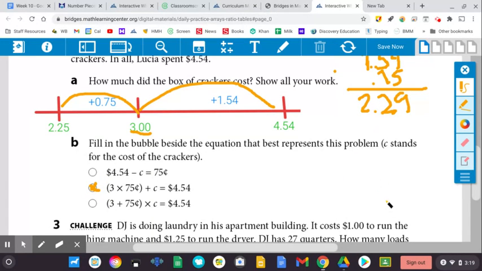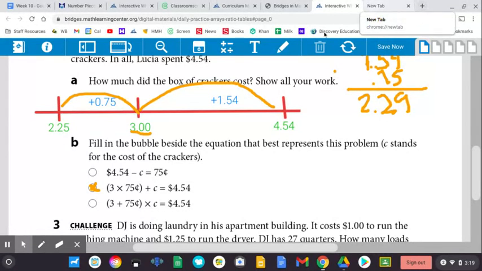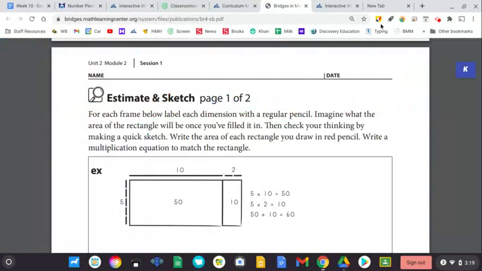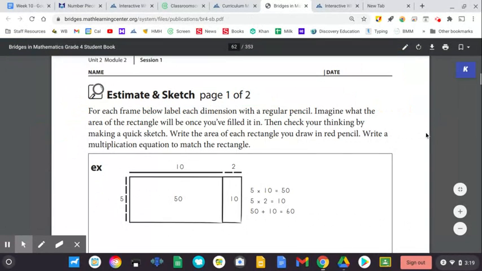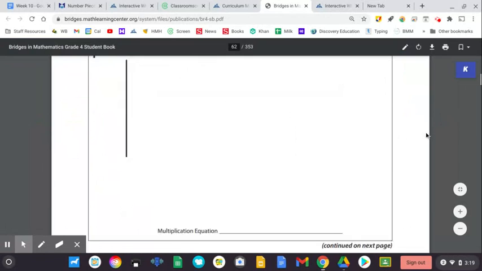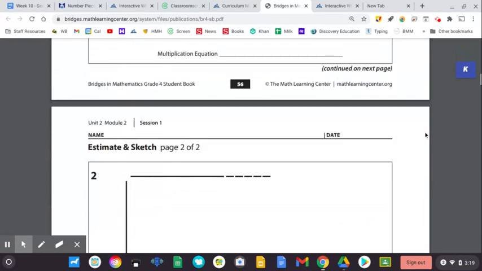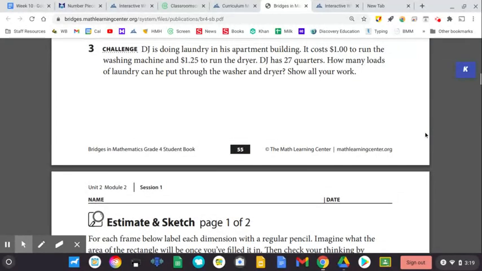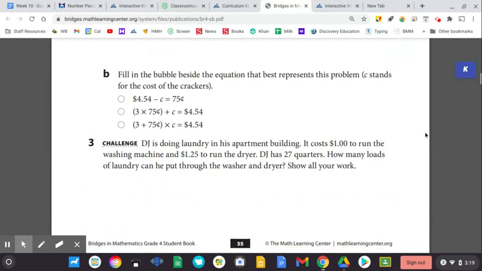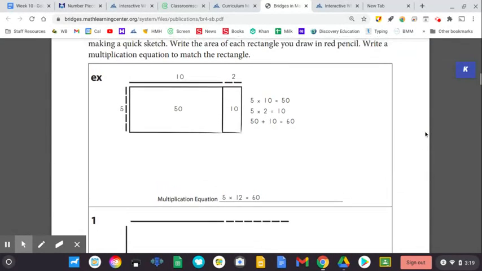Now we're going to move on to another couple of pages. The next pages are not interactive, so I need to go back and forth between our number pieces board and our workbook page. So the workbook pages look like this. This is what page 56 looks like. This is what page 57 looks like. And so let's look at our example. Oops, went too far. Here's our example.